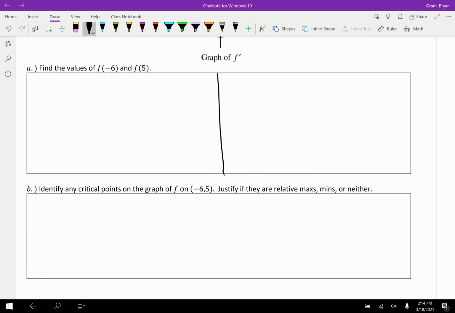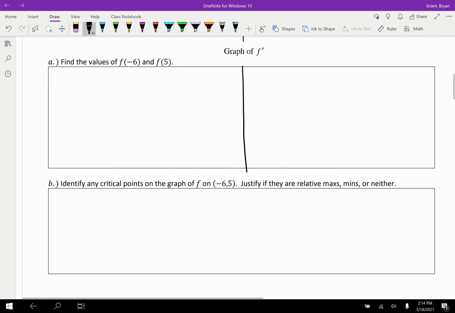Usually, and this is not a hard rule, more like a guideline, the first point asked for has less work. The second point asked for has more work. With that in mind, you might want to split your paper a little bit more like this, but you don't have to. I'll keep it right in the middle because I did that first. So f of negative 6, how do we do it?